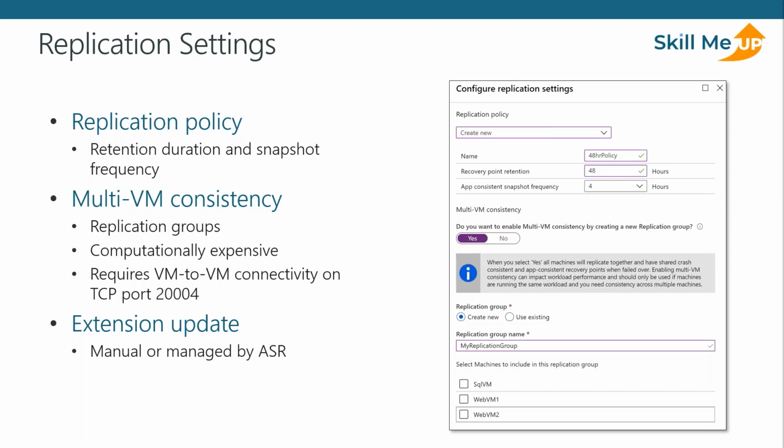You have an option here for multi-VM consistency. Now, don't use this unless you need it. But if you do have an application that has a workload that requires multiple VMs to have a consistent backup across those VMs, you can enable it here. It's expensive computationally. It may impact performance. So don't do it unless you have to, but it is supported. And there's an extension that runs on your VMs to do the synchronization, and you have an option to specify whether that extension is updated manually under your control or whether Azure Site Recovery can take control of that extension and do those extension updates for you. So you have an option for that.